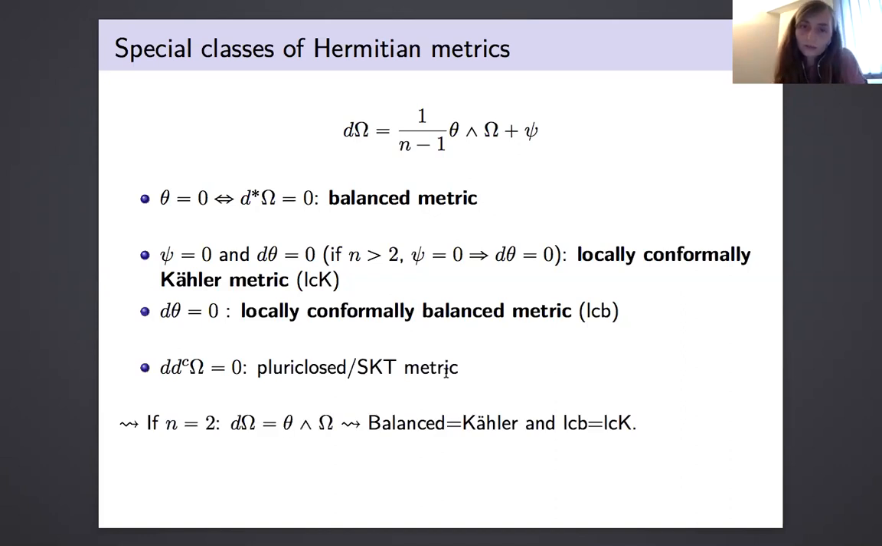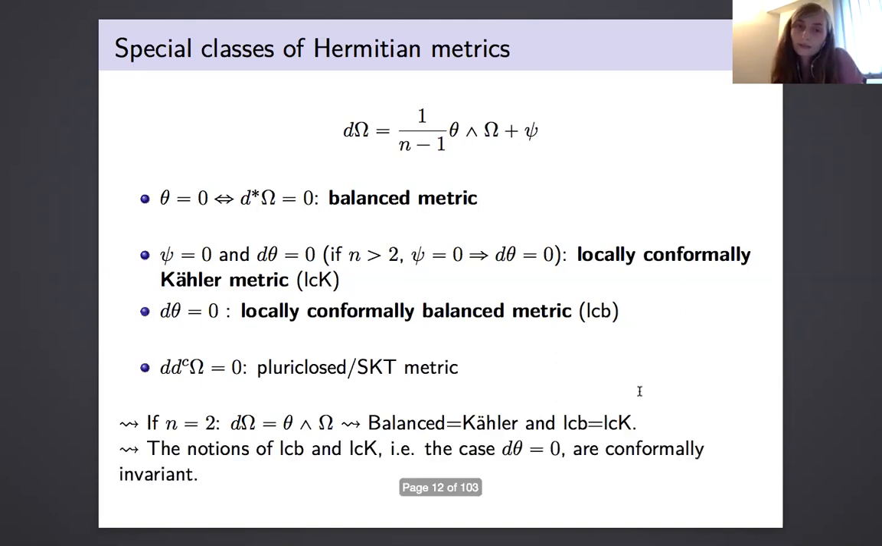And note a few facts. First of all, when the complex dimension is 2, dω always writes as θ wedge ω, because wedging with ω in this case is an isomorphism. And so being balanced is the same as being Kähler, and being locally conformally Kähler is the same as being locally conformally balanced. Another remark is the fact that Kähler and balanced are somehow similar notions, in the sense that they both are unique in their conformal classes up to some constant multiple.